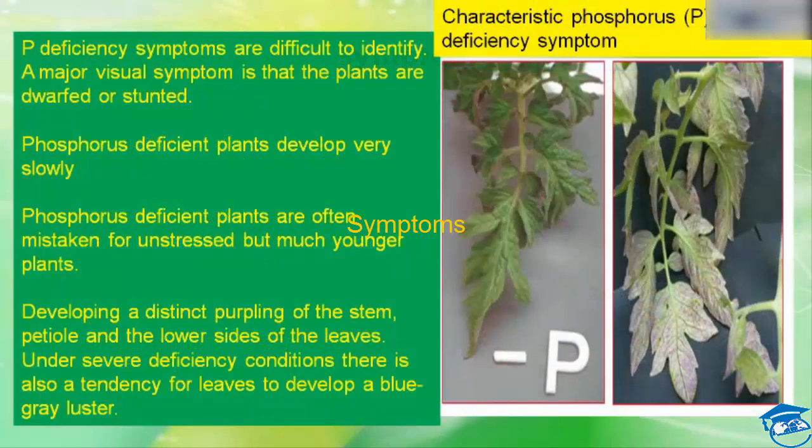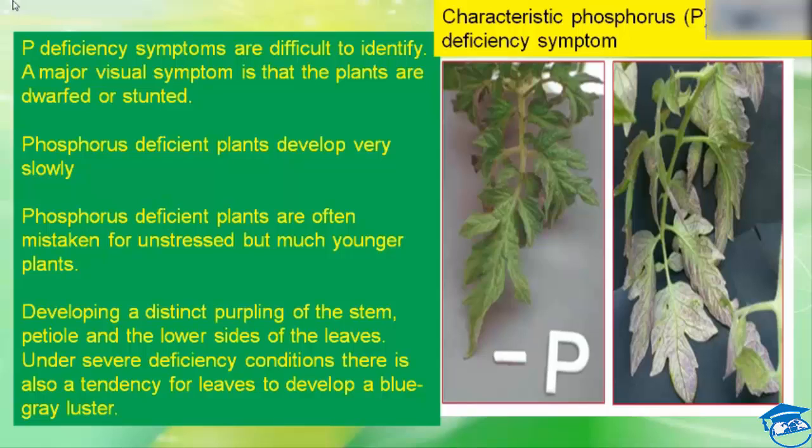Now comes phosphorus. So this is the characteristic phosphorus deficiency symptom. Phosphorus, as we all know, is absorbed by the plant from the soil in the form of phosphate ion, that is H2PO4 minus or HPO4 2 minus. Phosphorus is a constituent of cell membrane. Phosphorus is also a constituent of certain proteins, all nucleic acids such as DNA and RNA, and an important constituent of nucleotides such as adenine, guanine, cytosine and thymine, and they are required for all phosphorylation reactions.